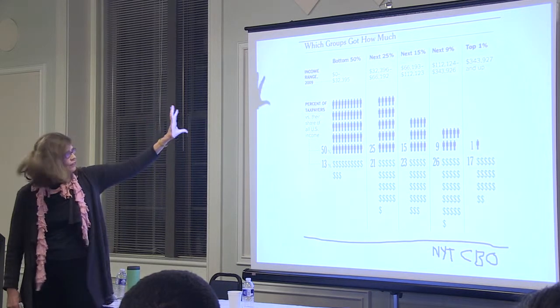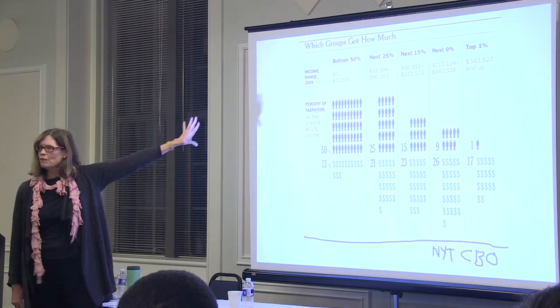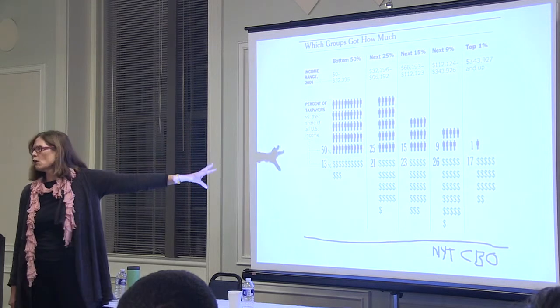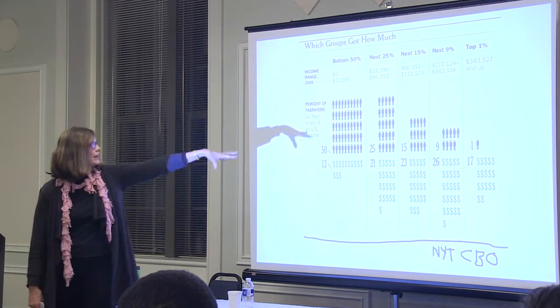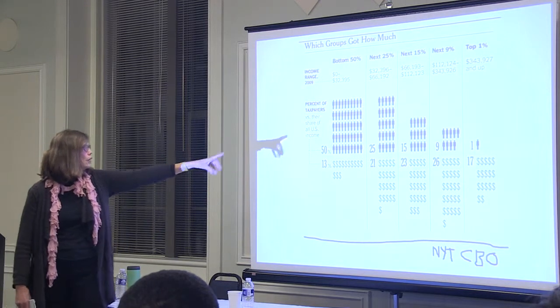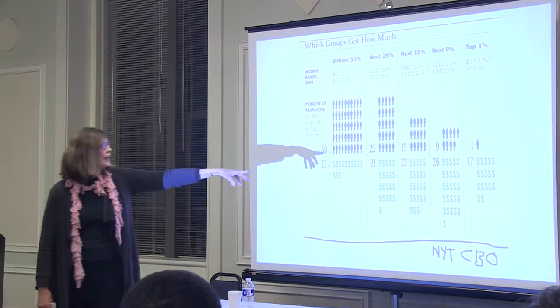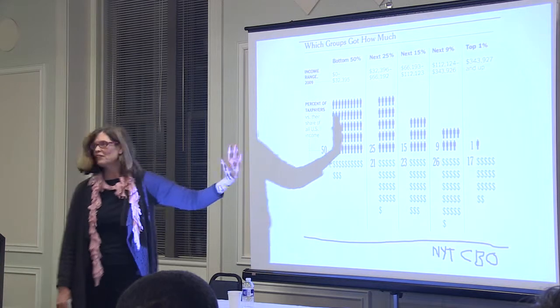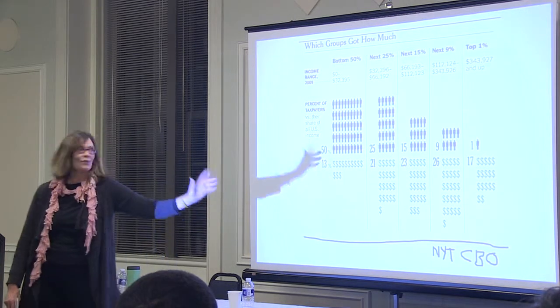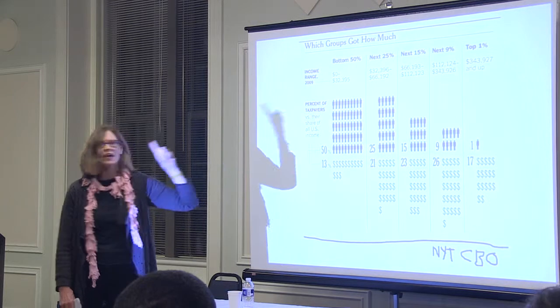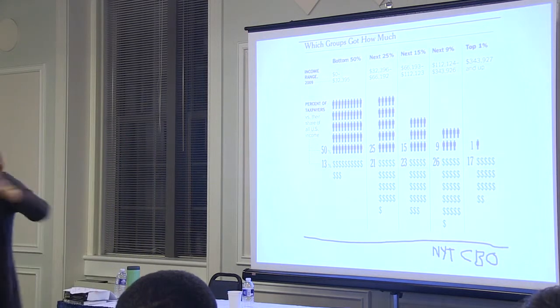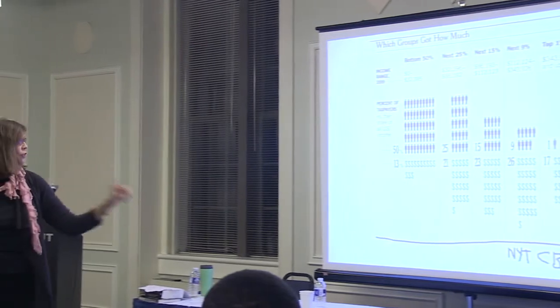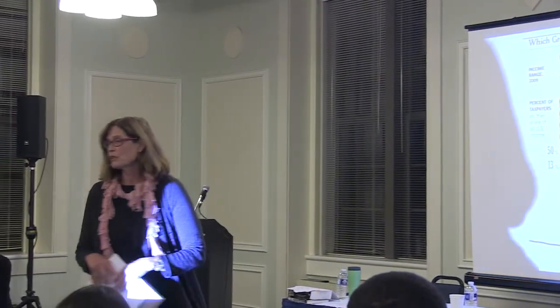So what this picture is telling you is the bottom 50% earn 13% of the total income in the United States. Then the next 25% earn 21% of the income. The next 15% earn 23%. And then the 9%, which is that 9% right below the 1%, gets 26%. And the top 1%, the percent that most of us are not part of, get 17% of total income in the United States. So that's the state of income inequality in the United States.